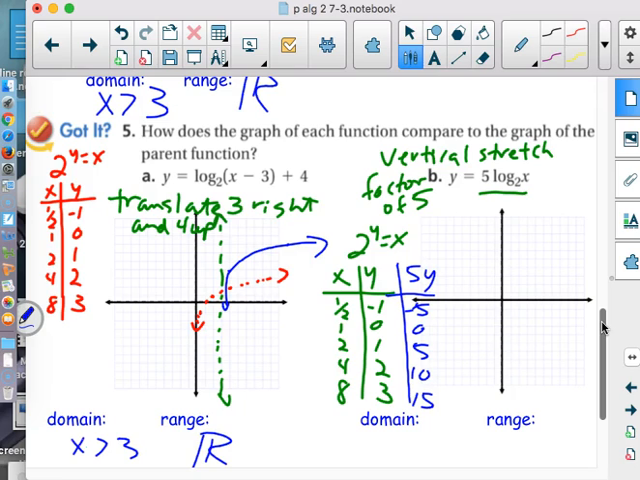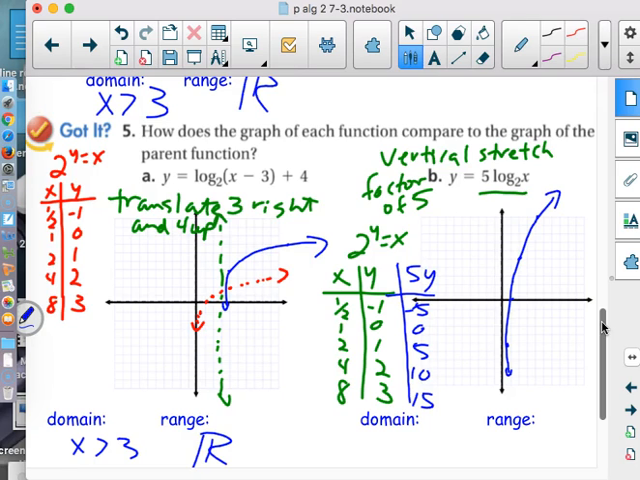Now, don't accidentally graph the middle ones. Remember, that was the first step. And then we had to take a second step to get to our final answer. So it'll be 1/2, negative 5; 1, 0; 2, 5; and 4, 10. Pretty obvious vertical stretch, right? Huge. And that is my final graph.